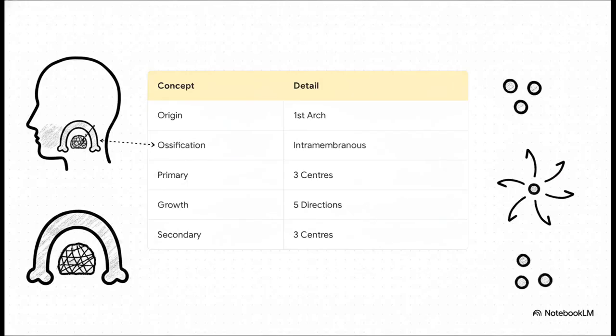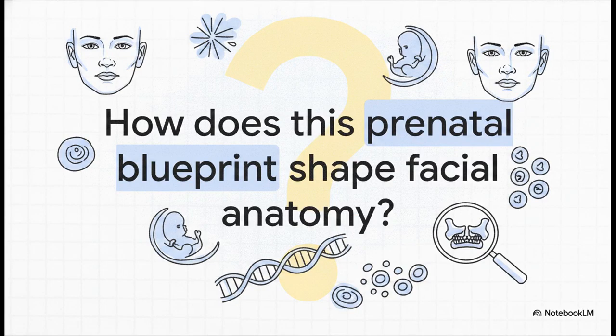So, to summarize the absolute essentials for you, the maxilla is a pure intramembranous bone that originates from the first branchial arch. And if you take nothing else away from this, just remember those numbers, 3 and 5. 3 primary centers, 5 distinct directions of growth, and 3 secondary centers. It's just a beautifully organized system of biological engineering. It really puts things in perspective, doesn't it?